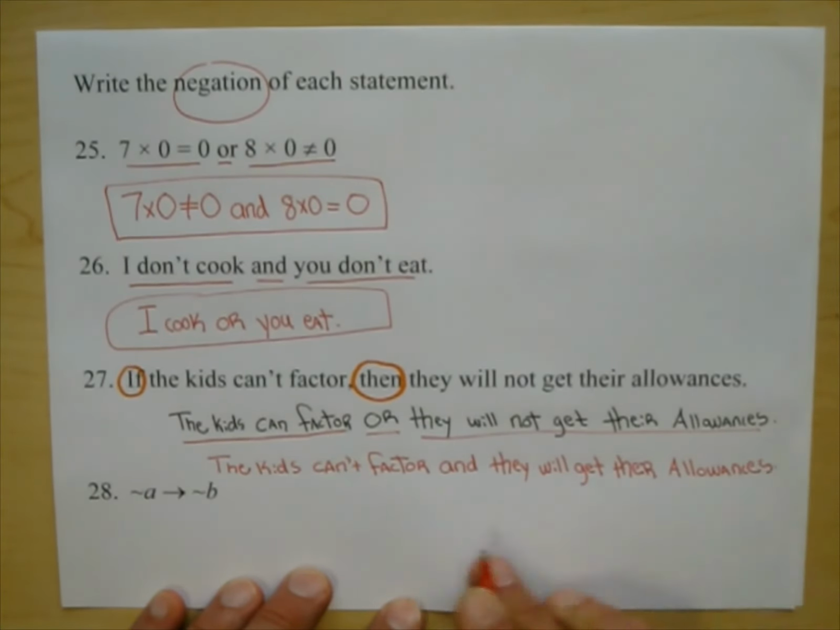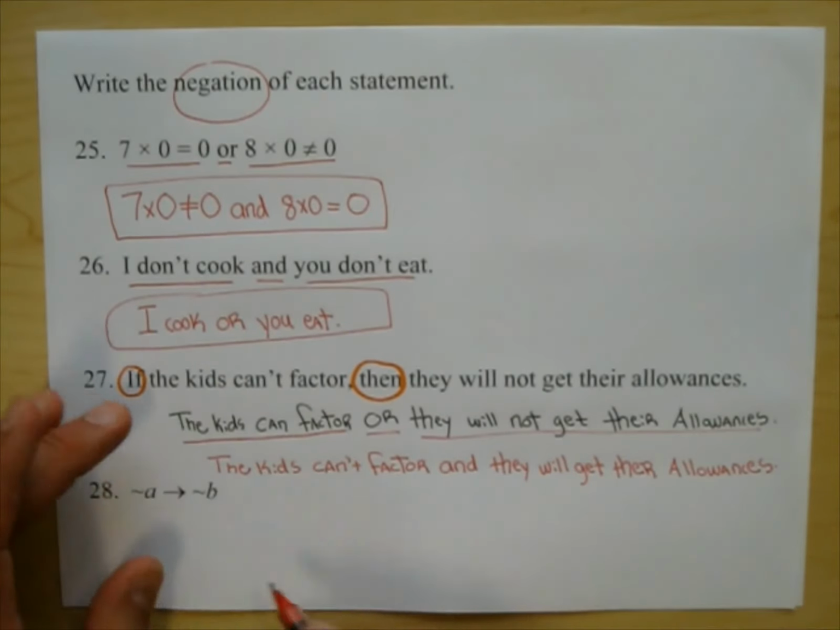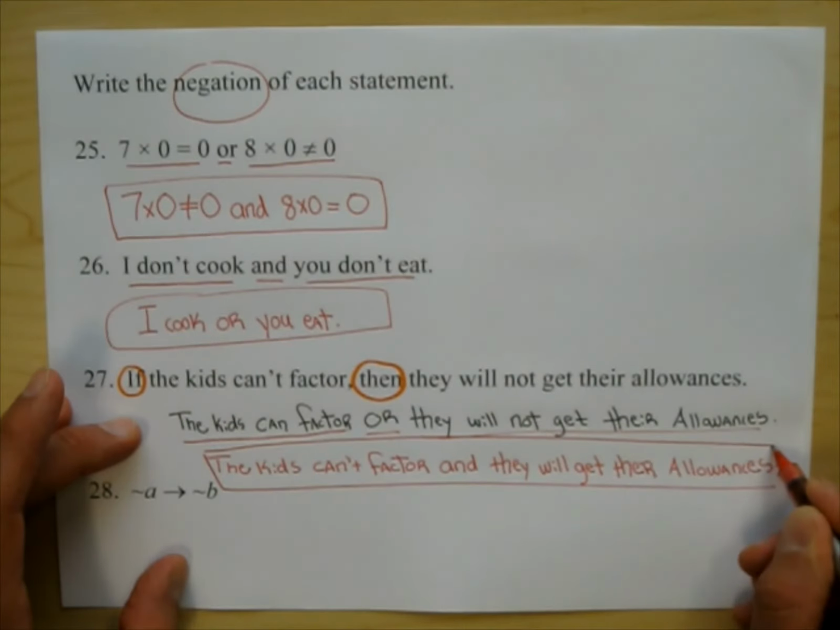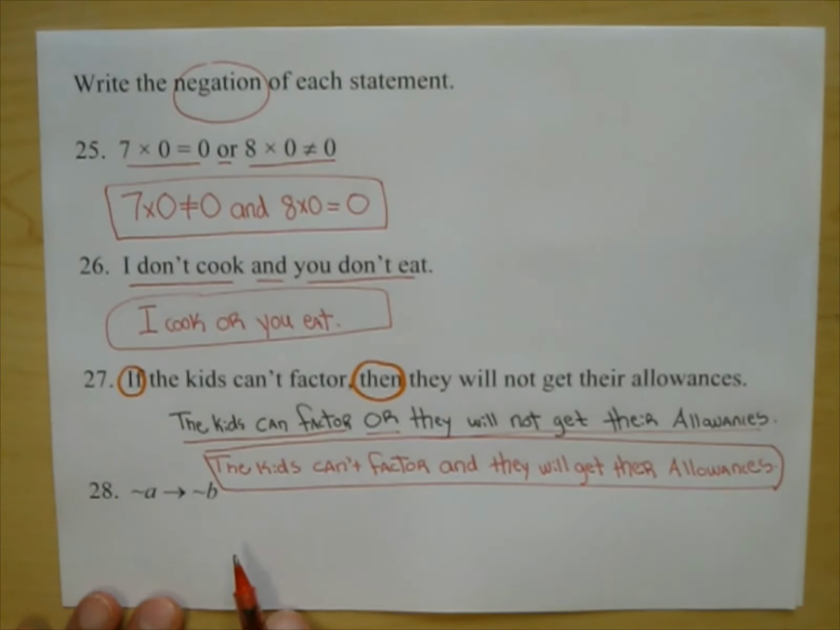You could have put, and they get their allowances. That would be acceptable in this class. So there we have it. Almost didn't give myself enough room here. Okay, but we'll have room to do this.